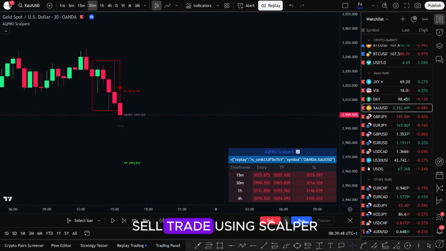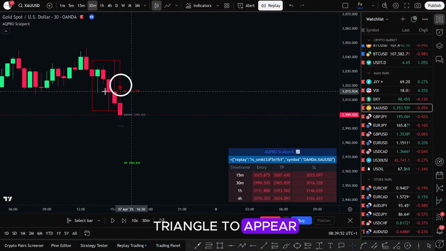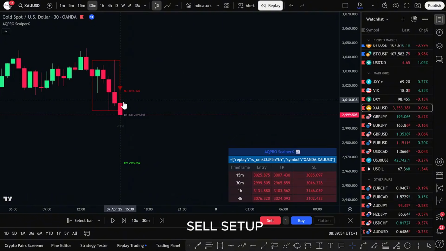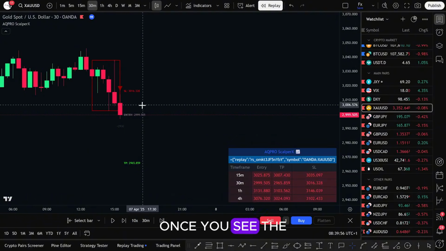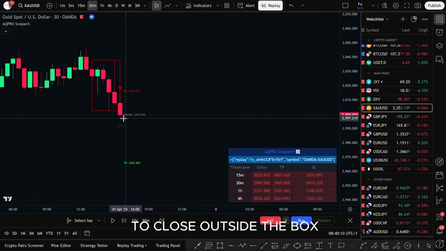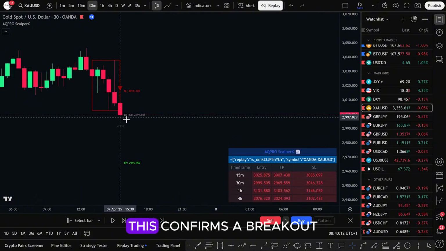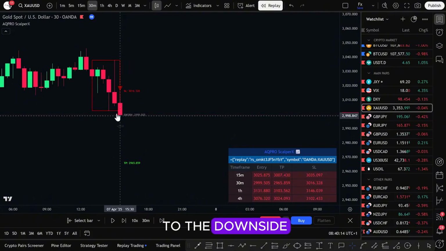How to take a sell trade using ScalperX Indicator. Wait for a red triangle to appear. This signals a valid sell setup. Once you see the red triangle, look for the candlestick to close outside the box. This confirms a breakout to the downside.